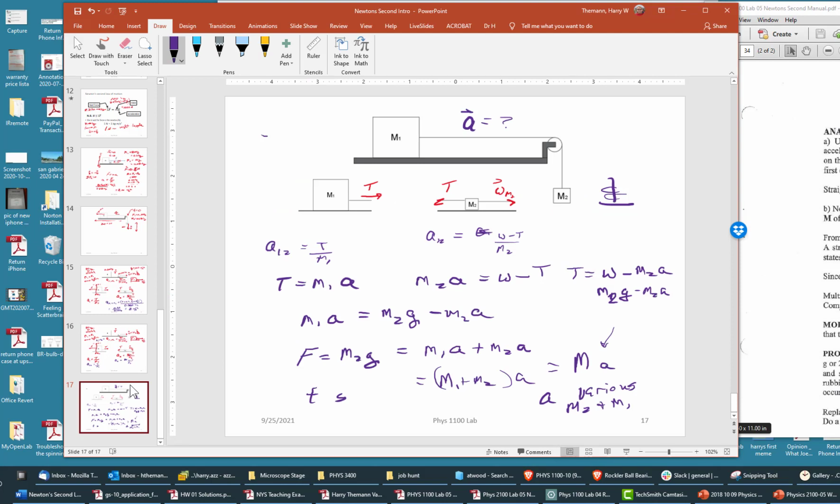And then we can eliminate the tensions because we don't care about the tension. We can create this equation here, and forgetting about that capital F for a minute, we can get M2G equals some M total times A, and we realize, oh gosh, in this situation, M2 times G is going to be our force, the only available force, because there's no friction using the air track. Okay, there we go.